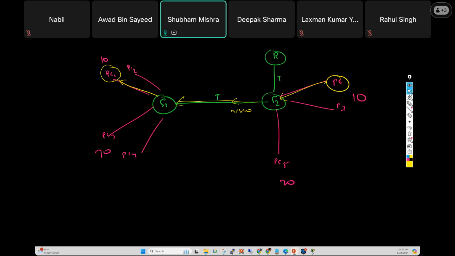Now, the next thing is native VLAN. What is native VLAN? Anyone? Any idea about the native VLAN? Native VLAN is untagged.